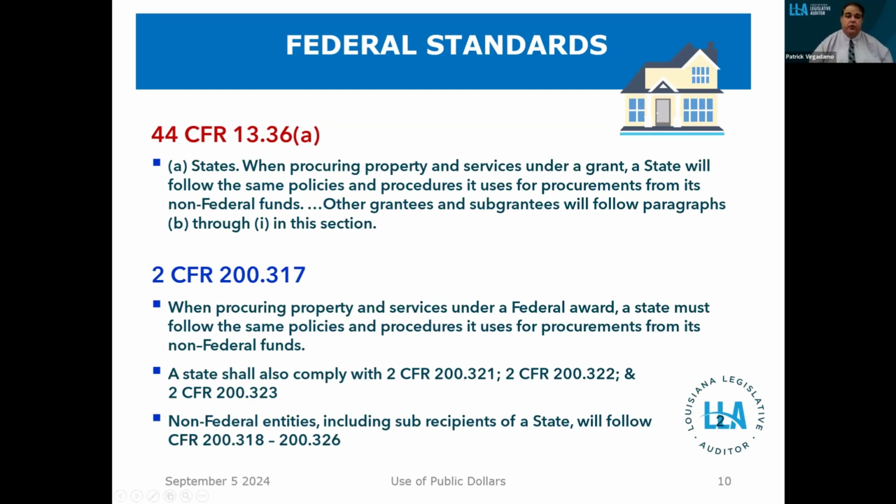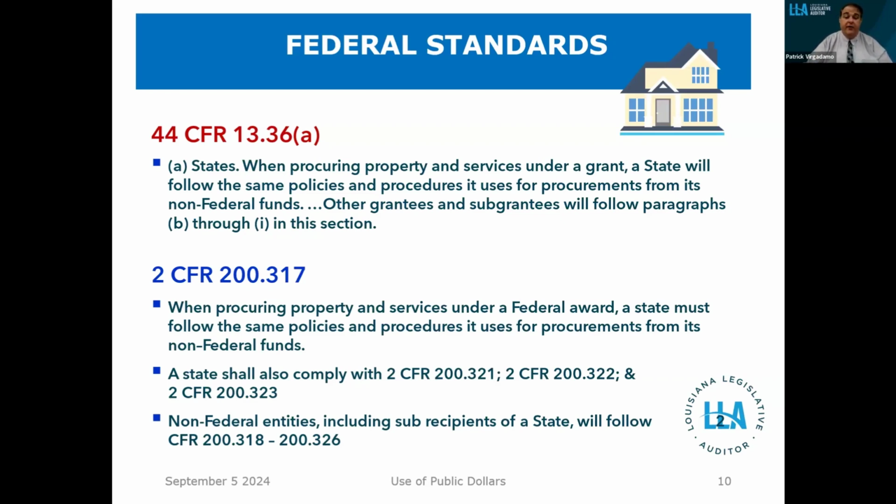So, for example, in 44 CFR 13.36, the rule provides that states, and this is the state itself, when procuring property and services under the grant, will follow their normal rules. All other grantees and subgrantees, so this includes all political subdivisions that are not a state entity, have to follow all the other requirements in B through I of that section. It's important to note that 2 CFR 200.317 makes it clear that the state has to just follow its own procurement rules, except for certain things that have to do with affirmative action and things of those sorts that are applicable to all entities that receive federal funds.